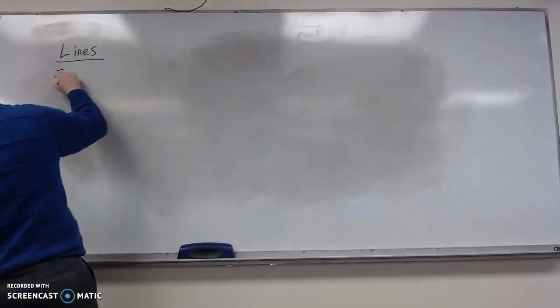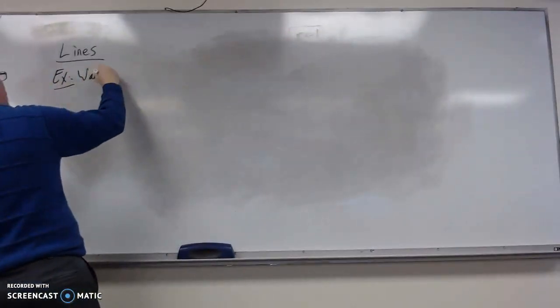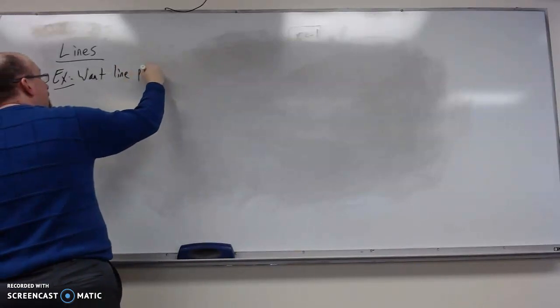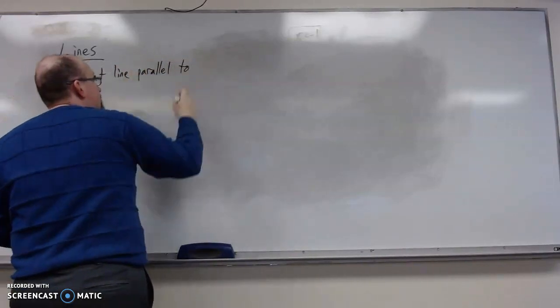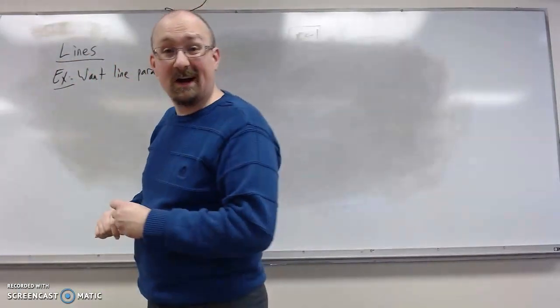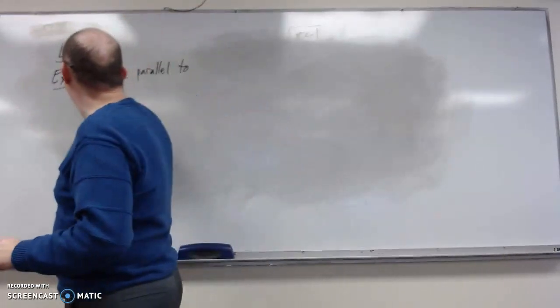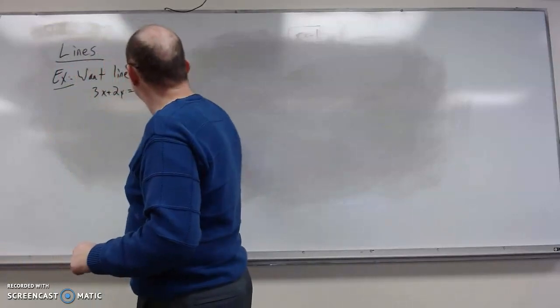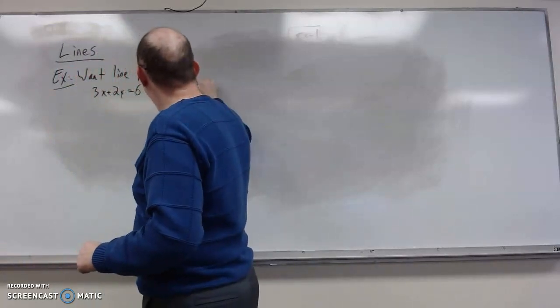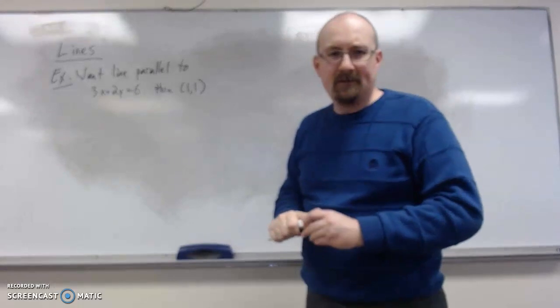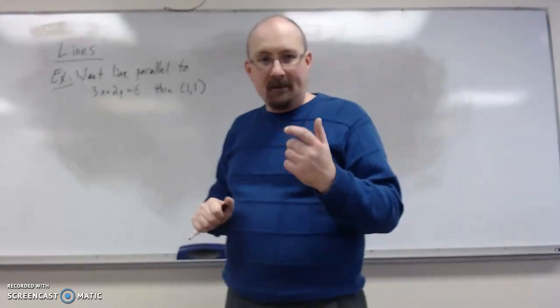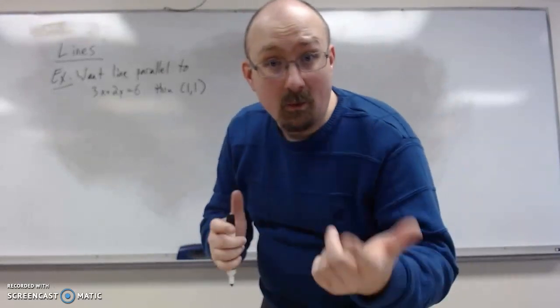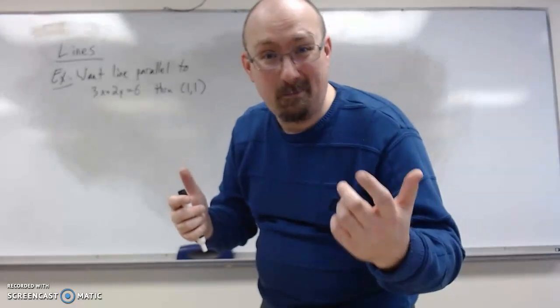So we want a line parallel to, and maybe I should double check and make sure I get this right, 3x plus 2y equals 6. And we want it to go through the point 1, 1. So coming back to what we talked about before, as you said, we need a point and a slope.